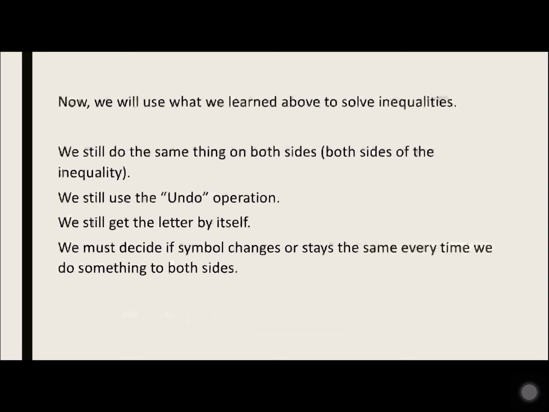Now we will use what we learned above in the last slides to solve inequalities. We will still do the same thing on both sides of the inequality. We still use the undo operation, meaning undo add with subtract. We still get the letter by itself. We must decide if the symbol changes or stays every time we do something to both sides.